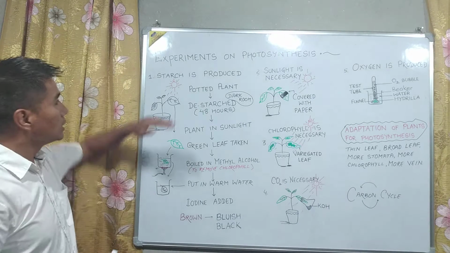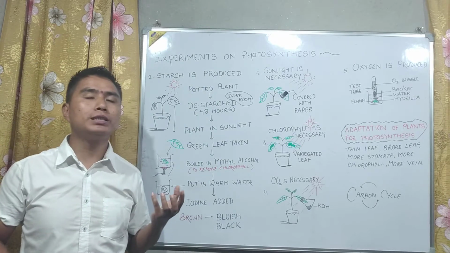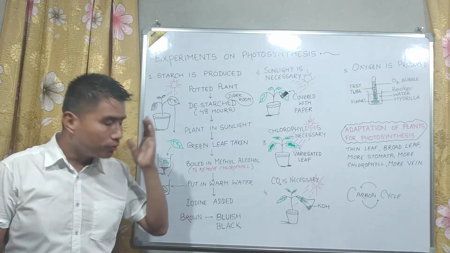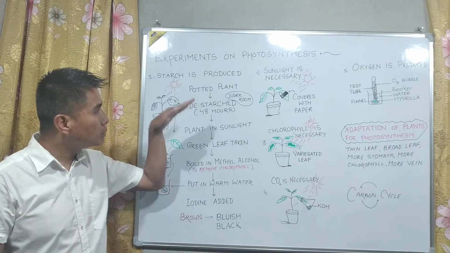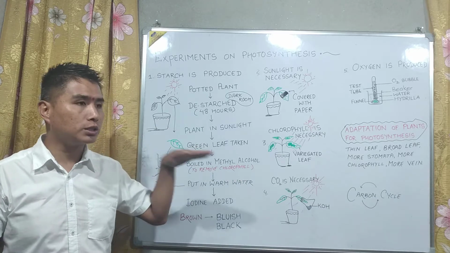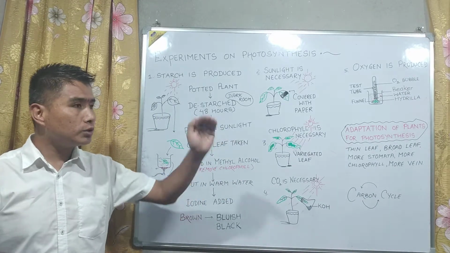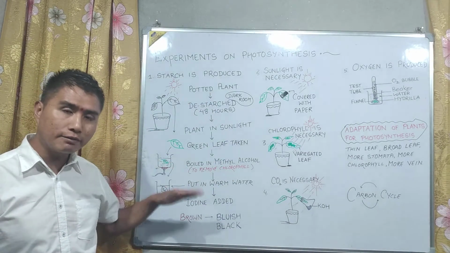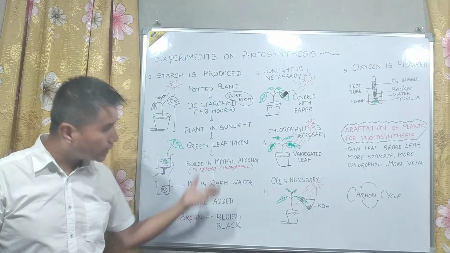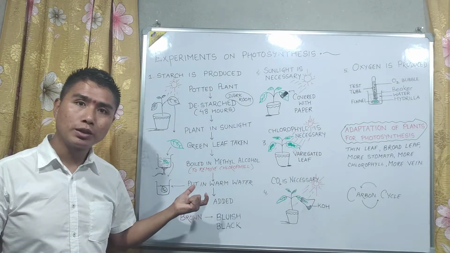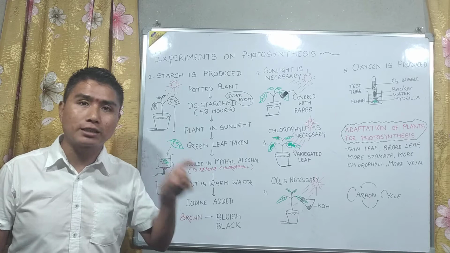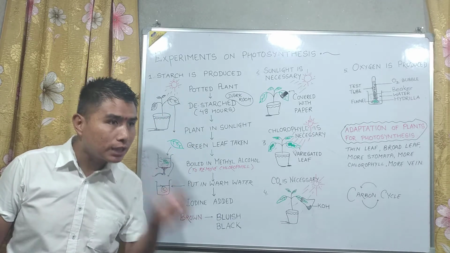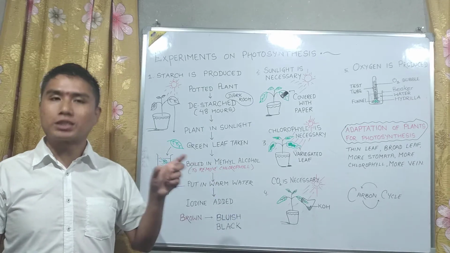That is why the question might come: why do we de-starch a plant before conducting any experiment upon photosynthesis? We de-starch a plant to ensure that whatever starch is produced at the end of the experiment is produced through photosynthesis only, to ensure that the plant we are starting with is without any starch.